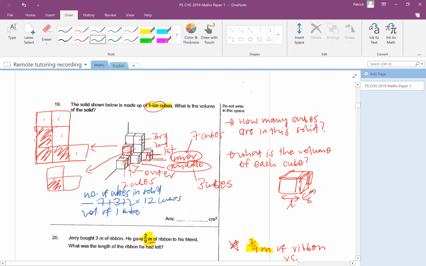Volume of 1 cube is length times breadth times height. Or I think length times base times height. B will represent base. 1 cm times 1 cm times 1 cm, which gives you 1 cm cube. Then because there are 12 cubes, which all have the same length, base, and height, the volume of the solid will be 12 times 1 cm cube to give you 12 cm cube. So here it's 12. Sorry, this is a bit messy. Let me clean it up.